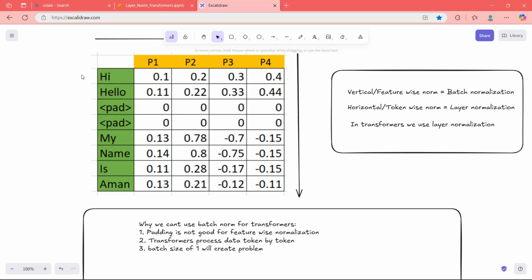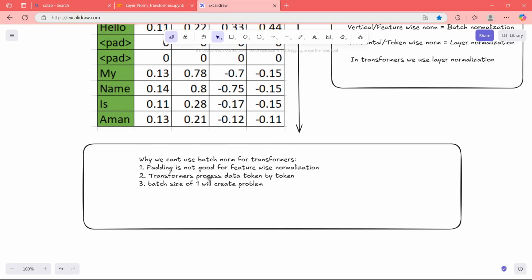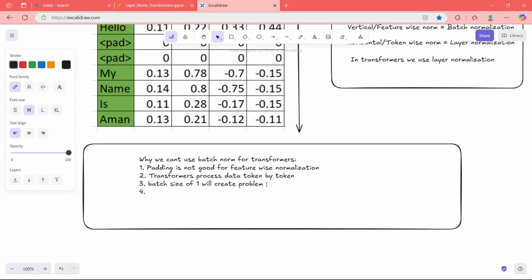For example, you can think of the word "hi", the first word, and you are doing vertical normalization, and then there is nothing after "hi". There is only one number, that's it. So batch size of 1 will create problem, and hence, that is another reason why we don't go for vertical normalization.